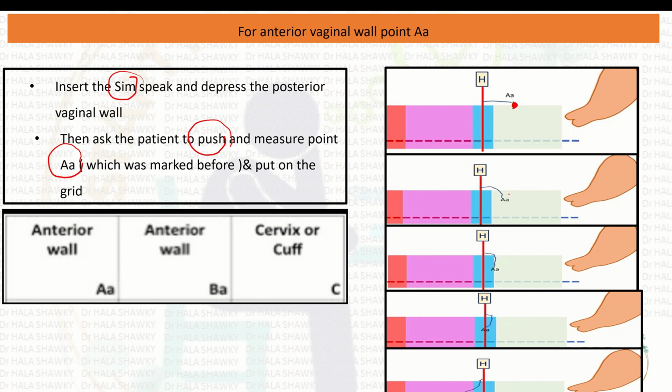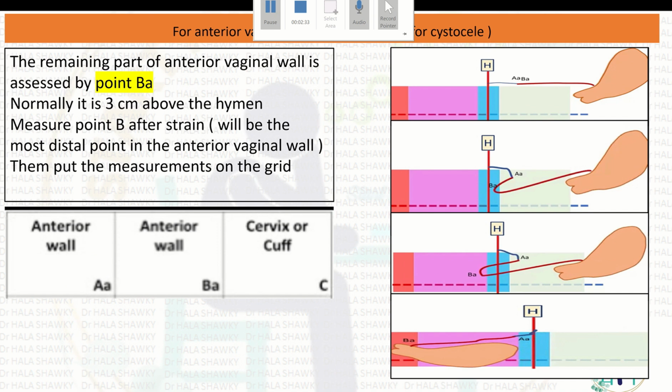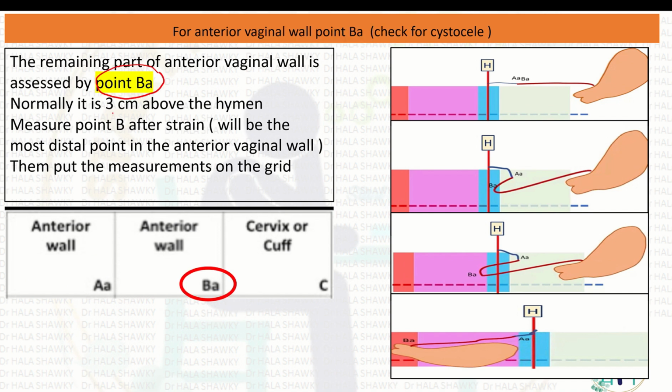The point A, after straining, could descend here or here, or could be here at the hymen, or could be below the hymen, and the maximum descent will be plus 3, from minus 3 to plus 3. We will record the new position of the point AA, let's say plus 3, and we will record it on the grid. Now we need to measure point B, which normally is 3 cm above the hymen. So here, point BA, this is a normal position.